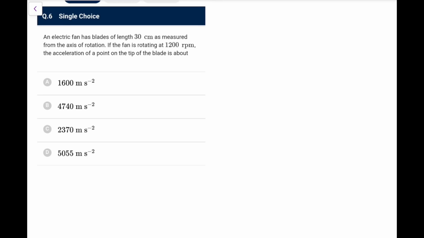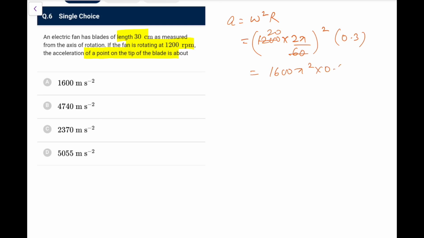Next, an electric fan has a blade length of 30 centimeter. If the fan is rotating at this speed, the acceleration of a point at the tip of the blade would be omega square r. So omega is 1200 rpm. Rpm means 2 pi rotation, 60 seconds in a minute, 2 pi by 60, you know that conversion, into 0.3. So this is 20, so 40 pi, so 1600 into pi square into 0.3. So it becomes 160 into 3, 480 pi square. And pi square is approximately 10, so 4800, close to this, so 4740 meter per second square. I can go for it.